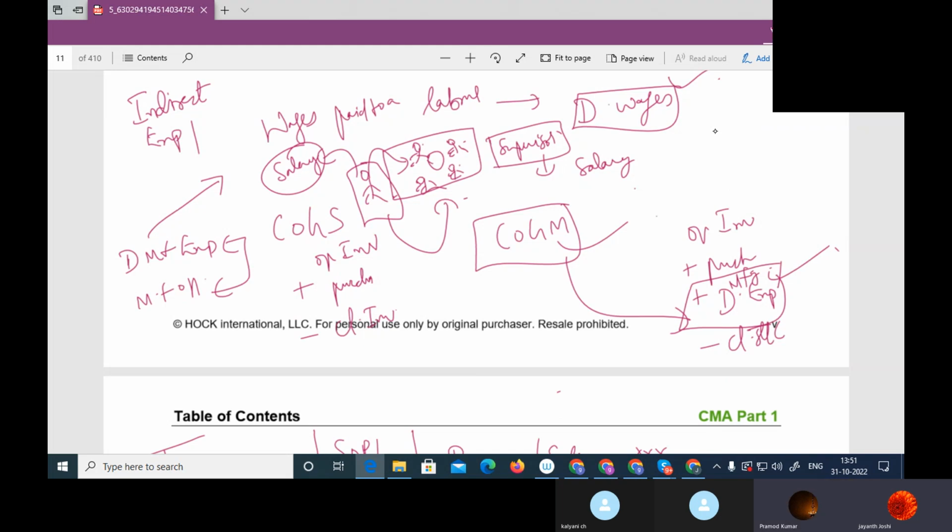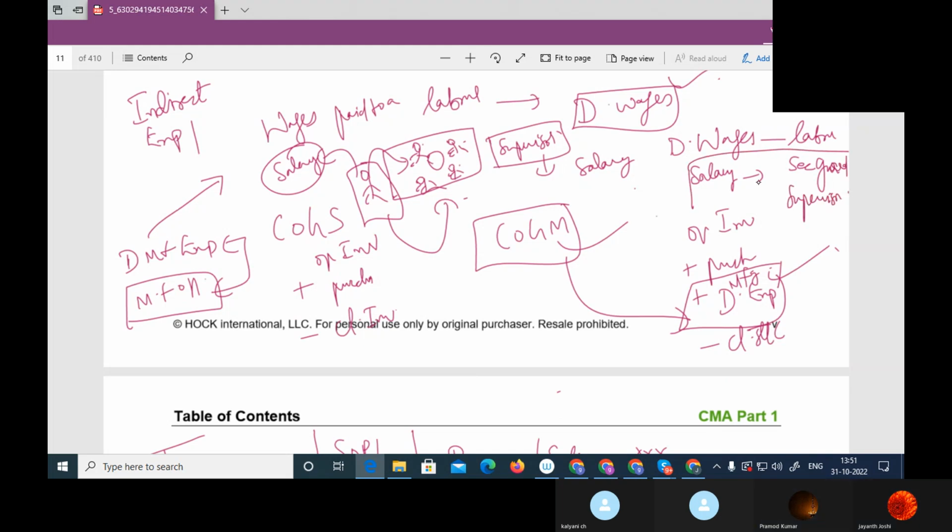Whatever expenses we incur for support activities are indirect nature expenses for the company, and every indirect expense is called overhead. That's why I use the terminology manufacturing overhead. Whatever wages I pay to labor is a direct wage, but whatever salary I pay to the security guard and the supervisor is manufacturing overheads. Okay, make a note of this.